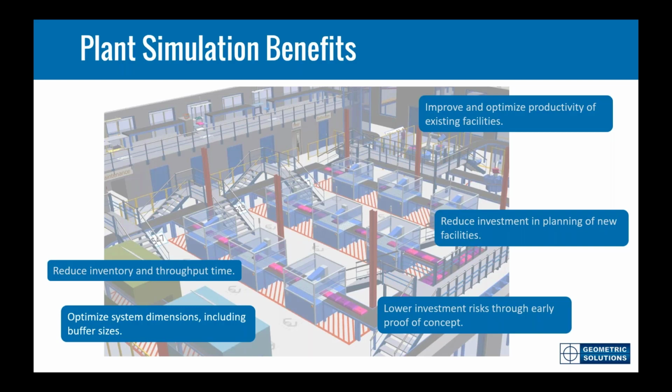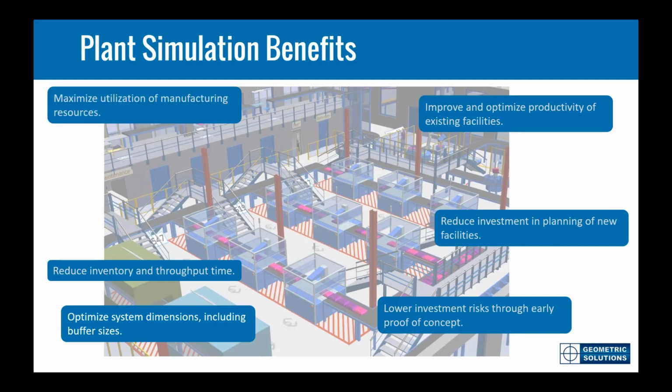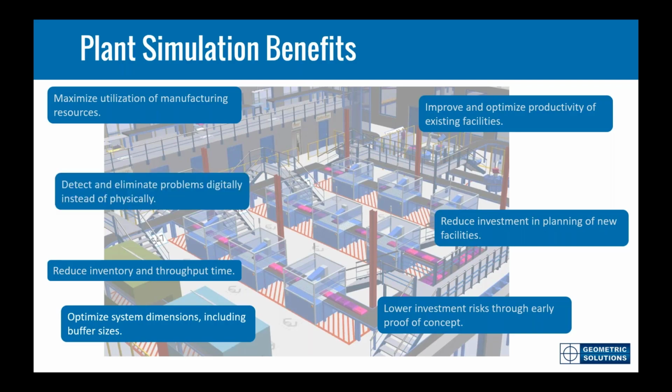You can lower your risk through early proof of concept. So that's a way to mitigate risk and remove that from your work. It'll let you maximize your manufacturing resources, and you can prove that all out in plant simulation. We'll look at that too. It'll detect and eliminate problems digitally instead of physically. Again, when you're cutting steel and you find the mistake, it's way, way too late. It's going to be expensive.